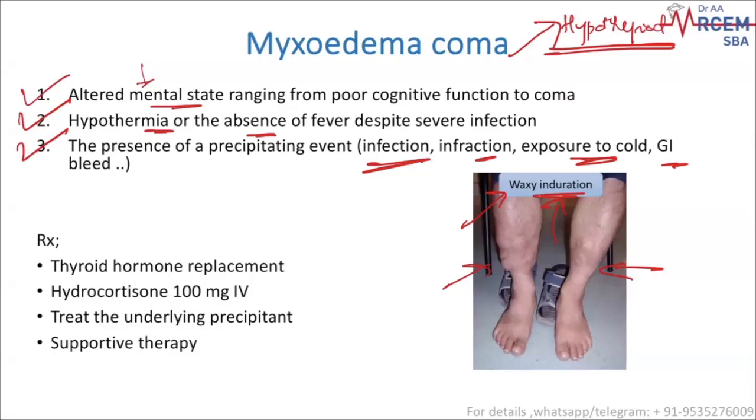So this thyroid hormone is deficient, so you are giving the thyroid hormone replacement. That is step 1. Step 2 is giving steroids. Step 3, treating the underlying cause. And basically supportive management, whatever is required, you will be giving.